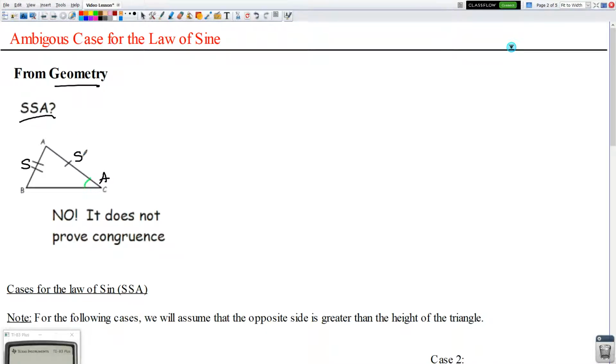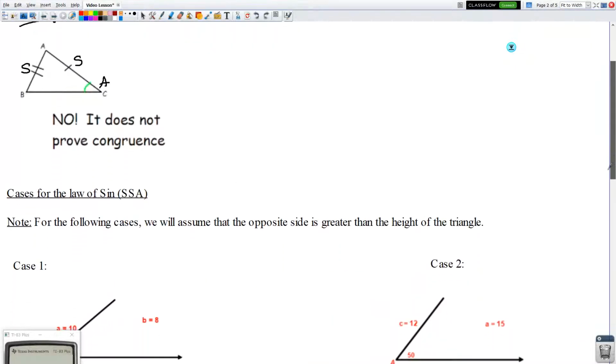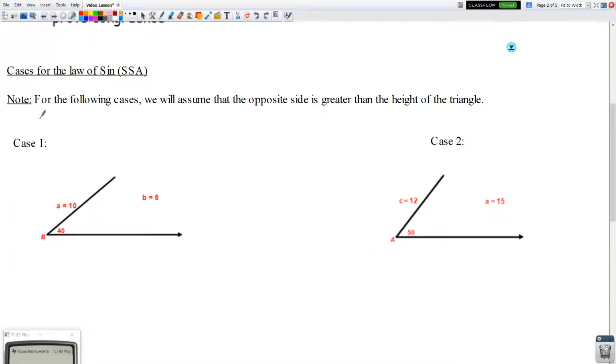Now, one thing to notice is that we're going to be looking at some cases for the law of sine. For the following cases, we will assume that the opposite side is greater than the height of the triangle. This is important because if the opposite side is not greater than the height, then we will not have a triangle at all. That's a whole different discussion. We're not going to be mentioning that in this video, but that is one thing to consider.